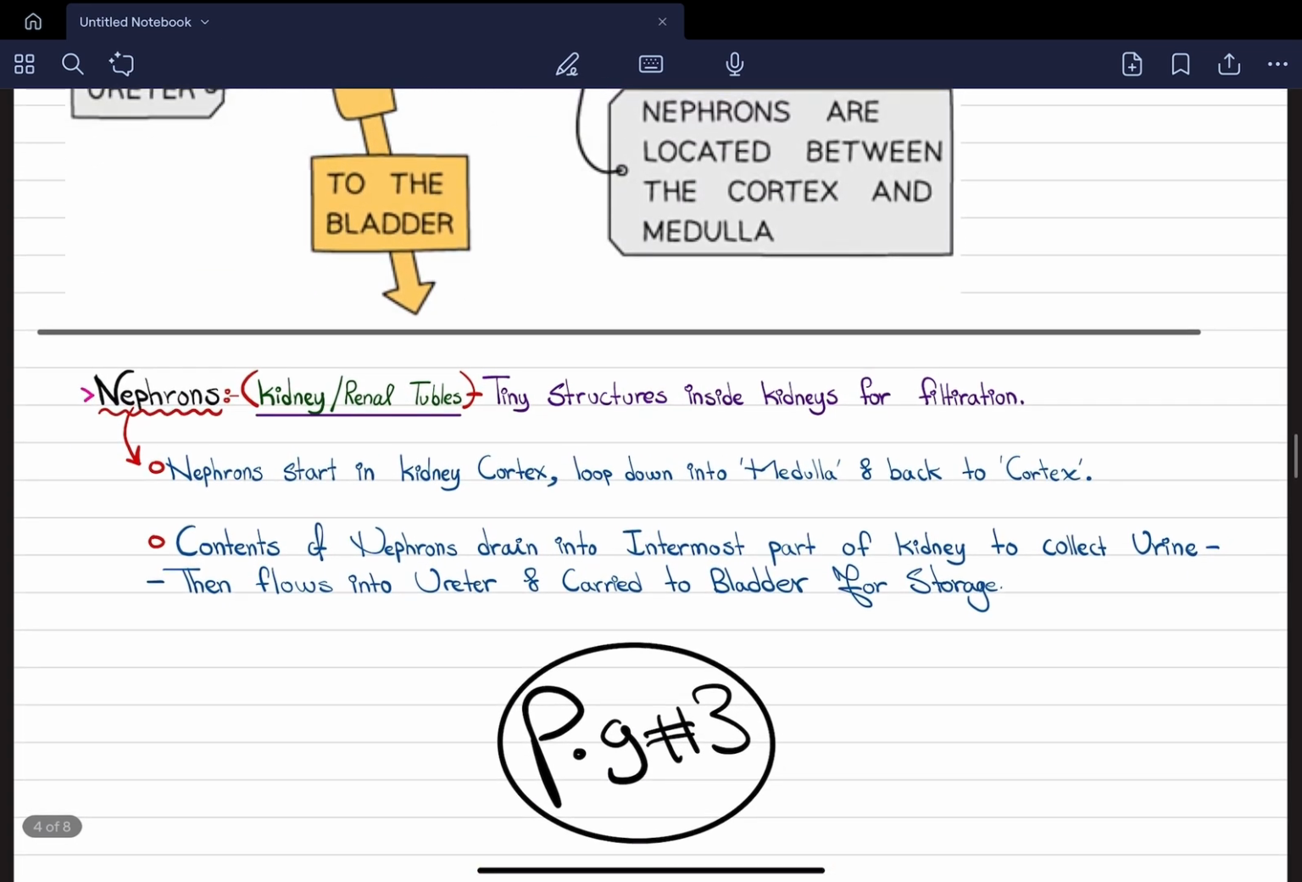Nephrons. Nephrons are also known as kidney or renal tubules. These are tiny structures inside your kidneys used for filtration. So we know that the kidneys filter blood, and the part of the kidney that does the job of filtration are the nephrons. Nephrons start in the kidney cortex, and they loop down into the medulla and back into the cortex. The contents of the nephron drain into the innermost part of the kidney. This helps to collect urine, and then it flows into the ureter and is carried into the bladder for storage to be excreted out of the exterior.